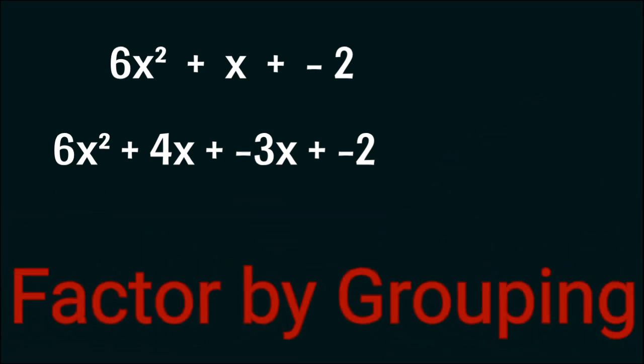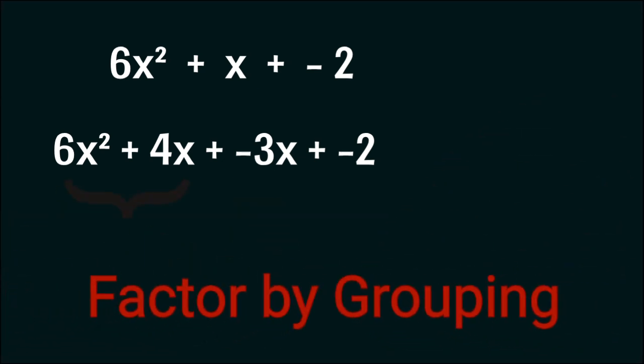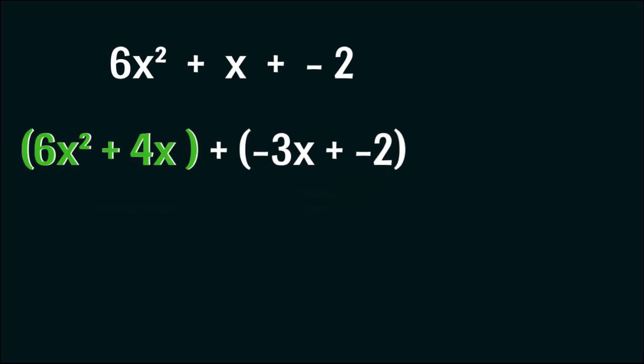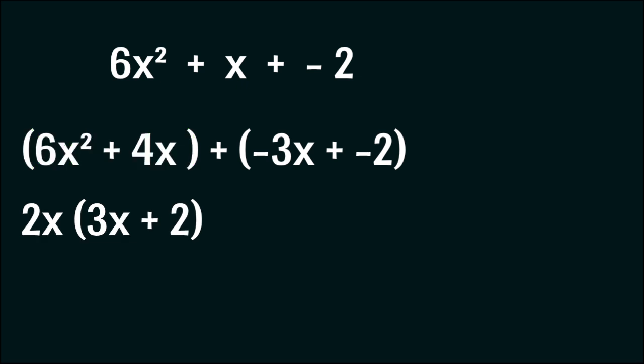Now we can factor by grouping. I'll group the first two terms together and the last two terms together. In the first group, we can factor out a 2x. And in the second group, we can factor out a negative 1.